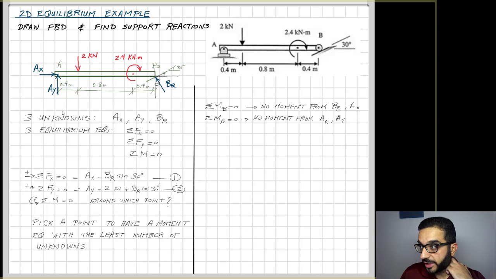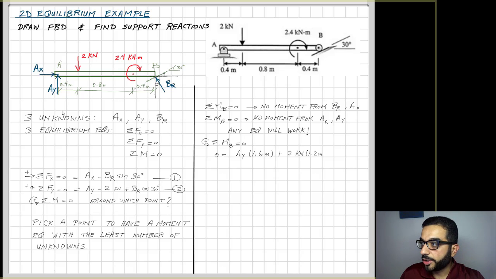So for me, I have the notes based on the sum of moments around B. I recommend that you also do the sum of moments around A and check if you end up with the same result that I will get here. So the sum of moments around B is equal to 0. So canceling BR and AX, I'm left with AY.